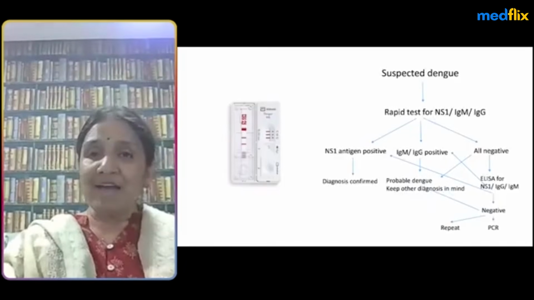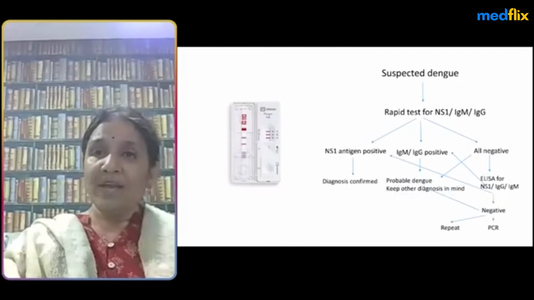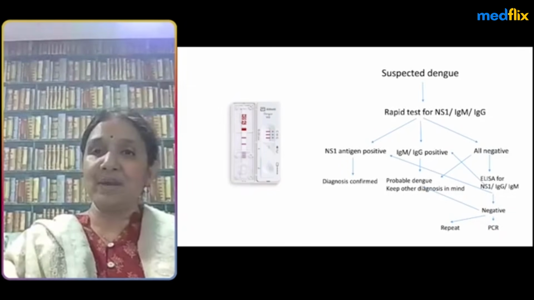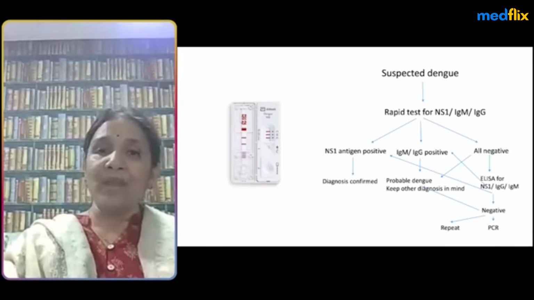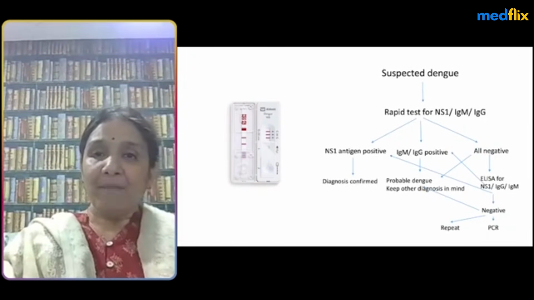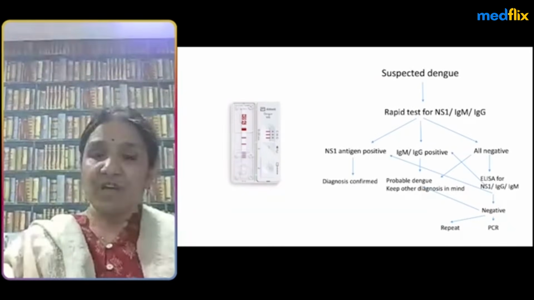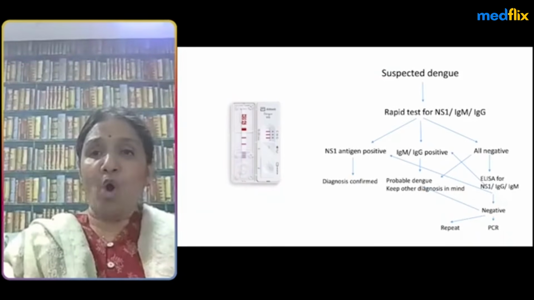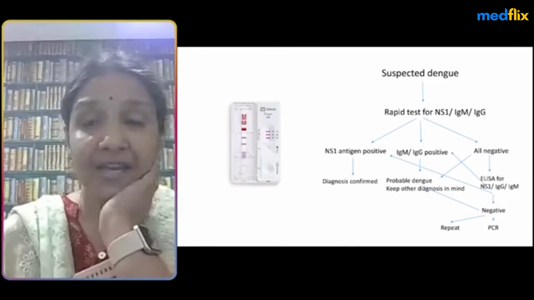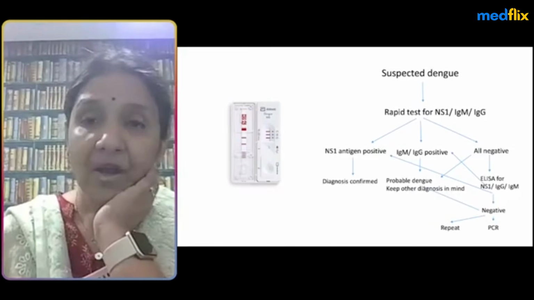So, I just have one algorithm. If there is a case of suspected dengue, you can first do a card test for NS1, IgM, and IgG. It is a bedside test which you can do. And if your NS1 is positive, it means that the diagnosis of dengue is confirmed. But if your IgM and IgG is positive, then it means that it is probable dengue, but you should keep other diagnoses in mind. If all of them are negative, then you can do an ELISA for NS1, IgG, and IgM. But if that is also negative, then you should ask for a PCR because the sensitivity of the PCR is better than ELISA or card test.